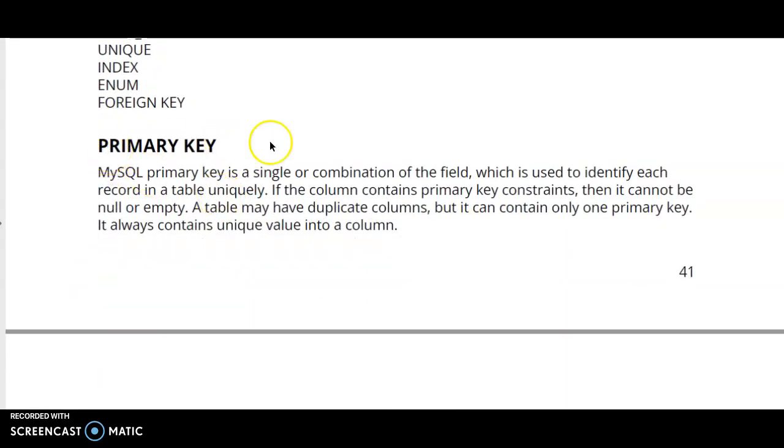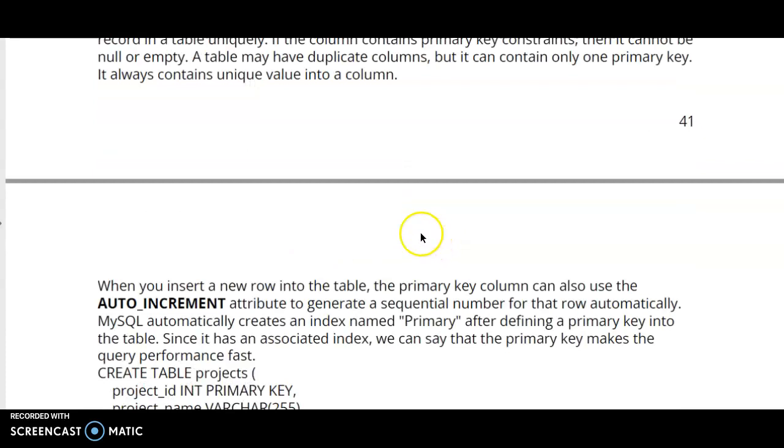Next point is primary key. MySQL primary key is a single field or combination of fields which is used to identify each record in a table uniquely. If the column contains a primary key constraint, then it cannot be null or empty. A table may have duplicate columns, but it can contain only one primary key. It always contains unique values in a column.